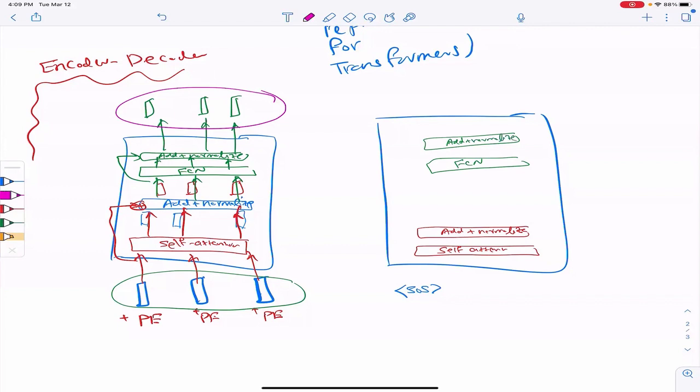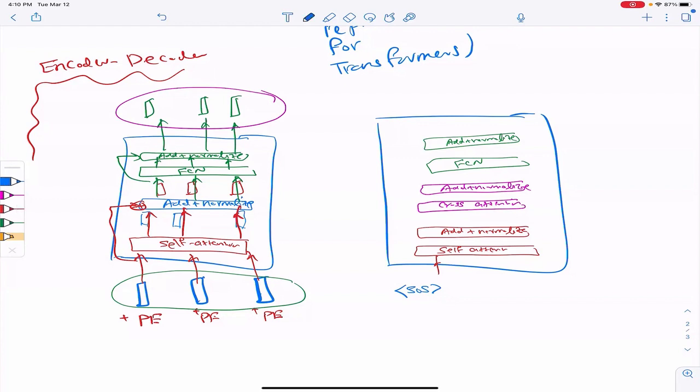But between these two, we have what? We have cross attention in order to bring the information from the encoder to the decoder side. So cross attention, and we add and normalize on top of it. Okay, so let me just draw them.